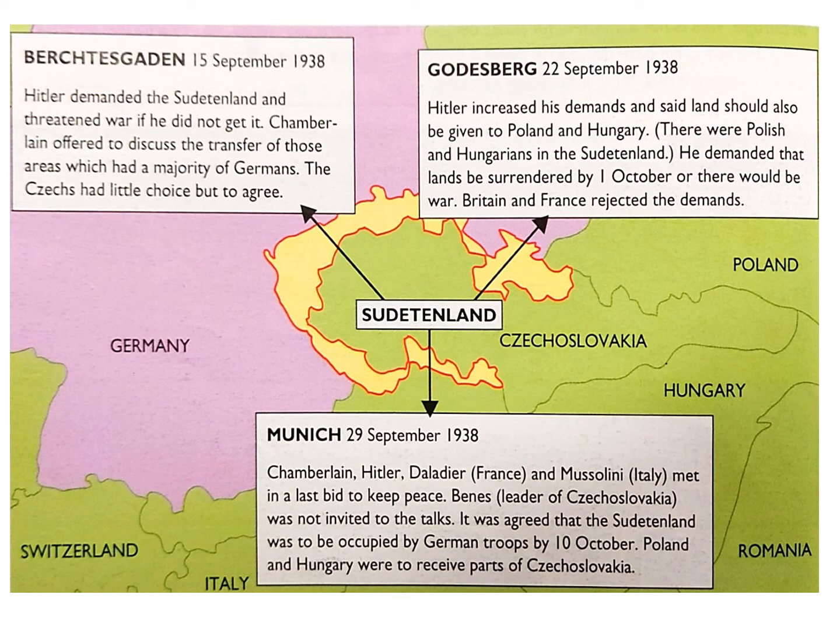Bonnet, who was the leader of Czechoslovakia, was not invited to the talks. It was agreed that the Sudetenland would be occupied by German troops. Poland and Hungary would also get parts of Czechoslovakia. So in the end, after all that negotiating, Germany got exactly what they wanted, and Britain gave in.